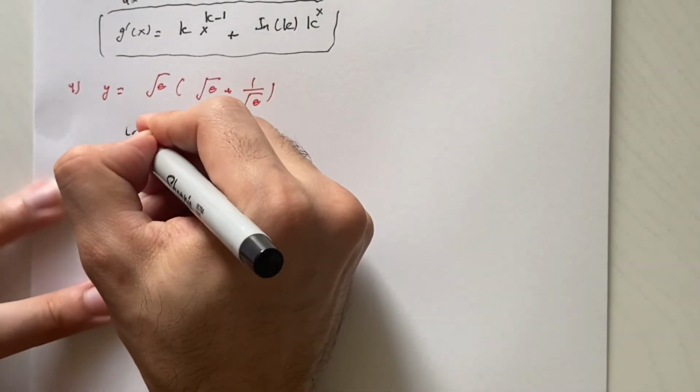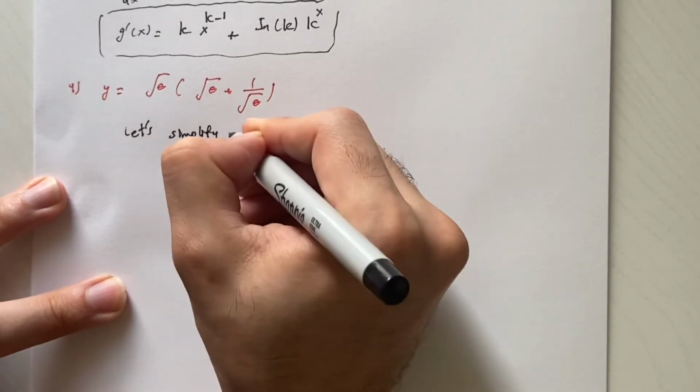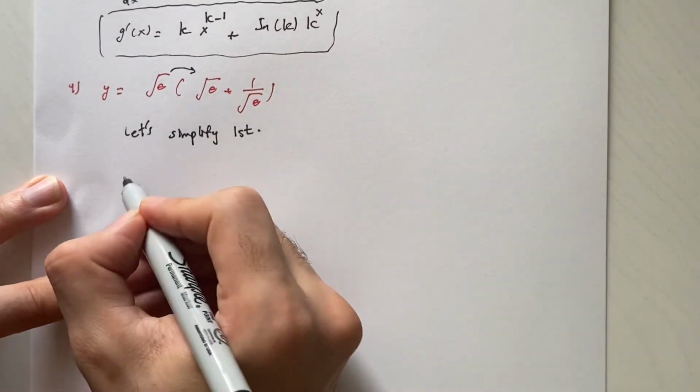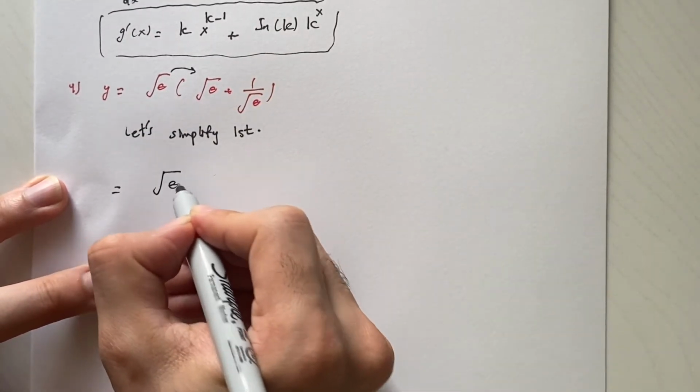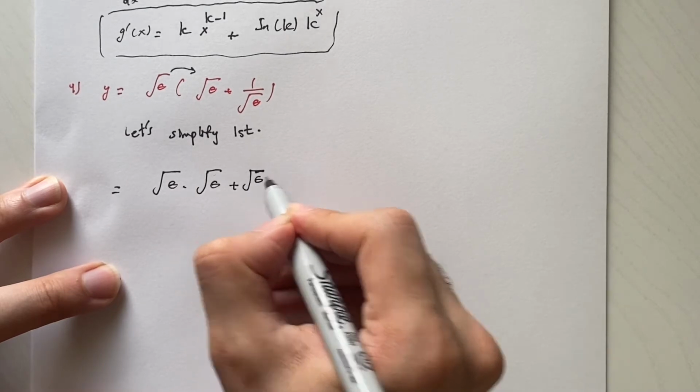Now we have this function here. We can just take the derivative here using the product rule, but it is easier to simplify first. So I'm gonna multiply the square root of theta in front, what's in the parentheses.